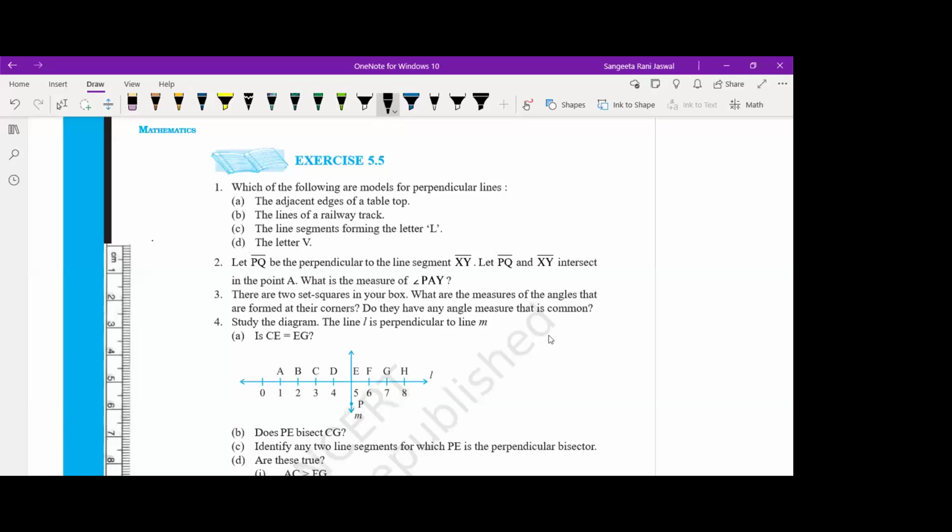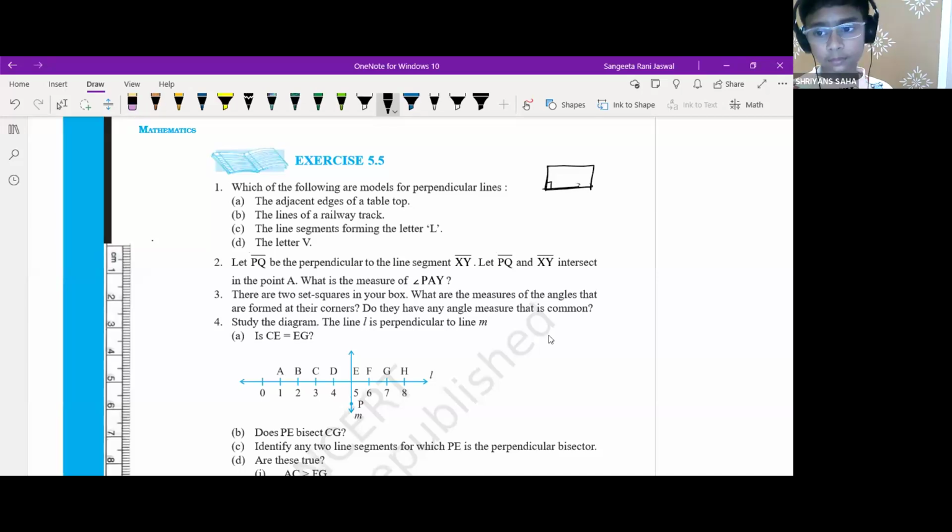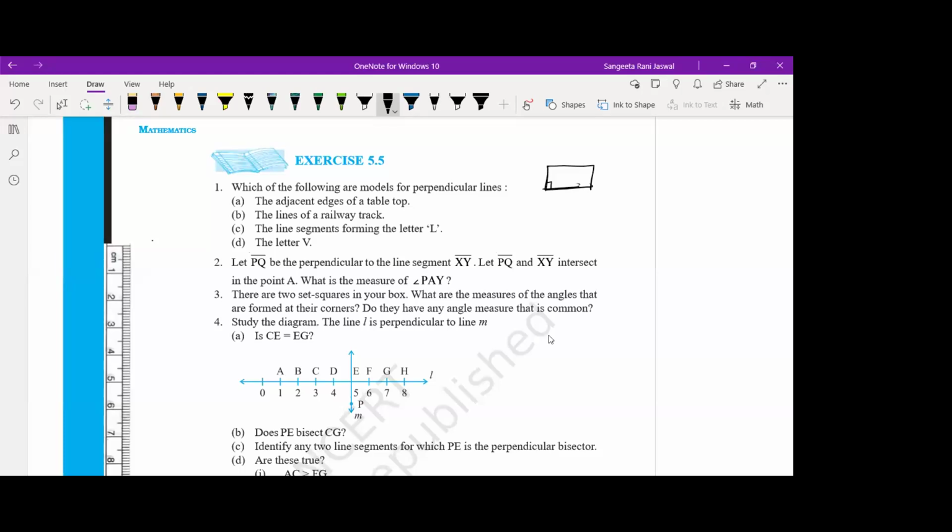Okay, so when you see the adjacent edges of the tabletop, are they perpendicular? Just see, are the edges of your tabletop rectangular or square? Your tabletop is something like this. It may be a square, it may be a rectangle. So the edges are like this. That means it's making a 90 degree angle. Yes, ma'am. Okay, now let's see the lines of a railway track. Now railway track lines are like this. Is it perpendicular?